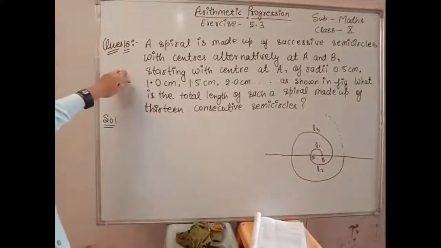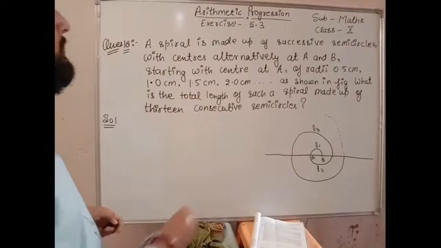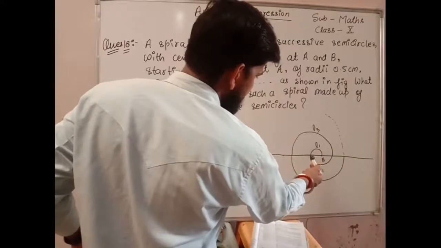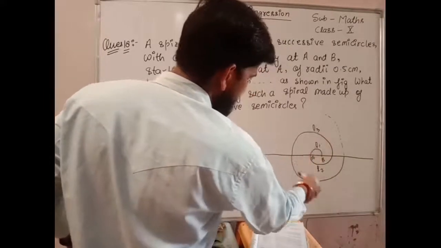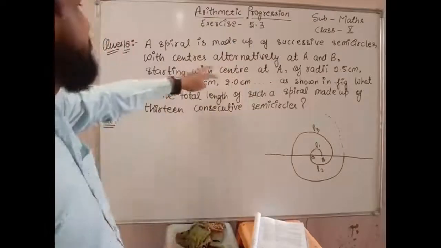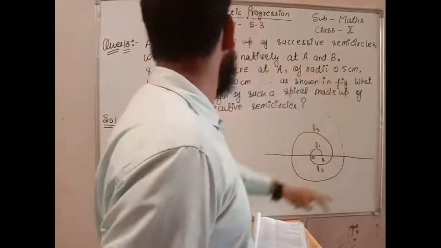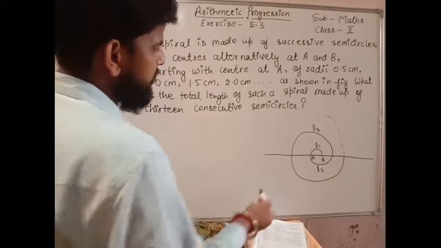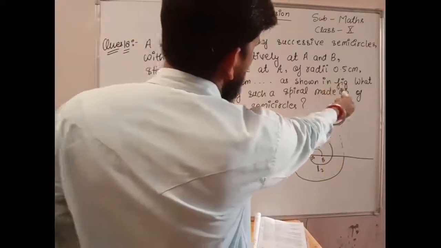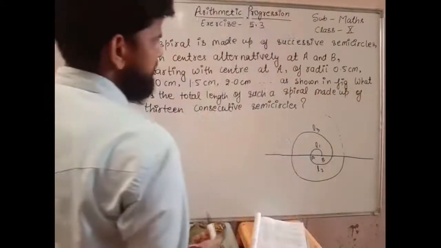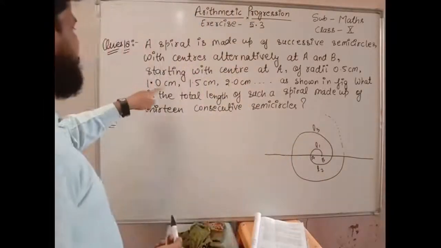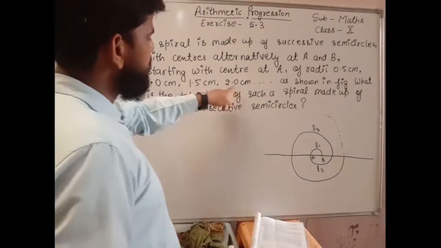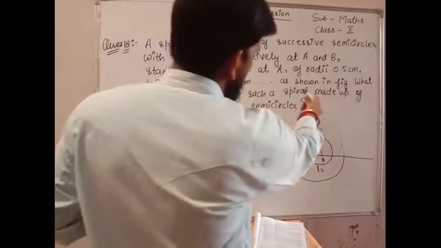So next question, question number 18. A spiral is made up of successive semicircles. Successive semicircle means first semicircle, second, then third, in this way, with centers alternately at A and B, starting with center at A. So A is the center of radius 0.5 cm, second 1.0 centimeter, third 1.5 centimeter, and fourth 2.0 centimeter, and so on, as shown in the figure.